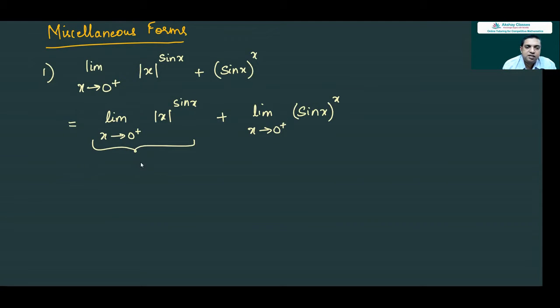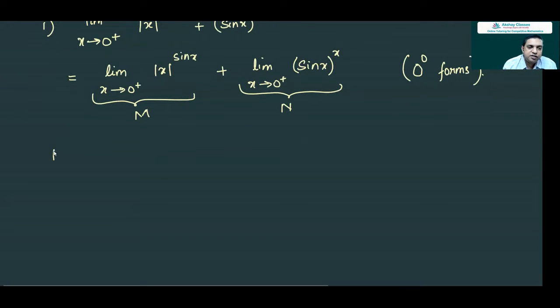Okay, I'll call this limit as m and this limit as n. Now these are as x tends to 0 plus, modulus of x will become x. So mod need not be written. So this is x power sin x. X tends to 0, sin x also tends to 0. So this is 0 raised to the power 0. Same here, it is 0 raised to the power 0. Both of these are 0 power 0 form. Now we do not know what is the value.